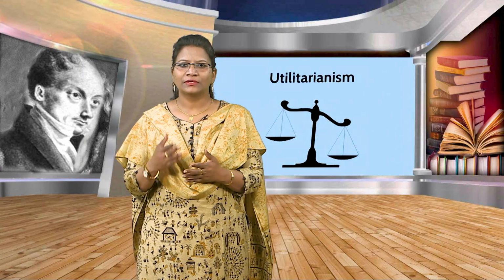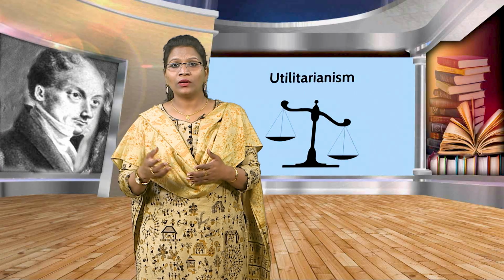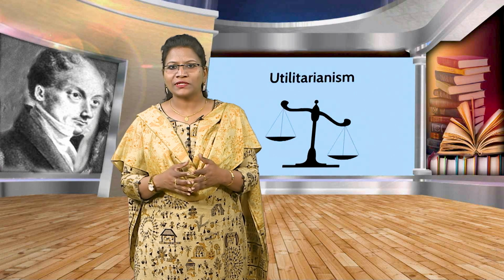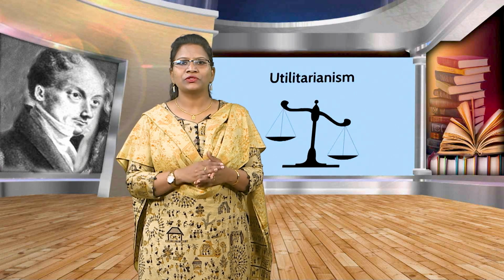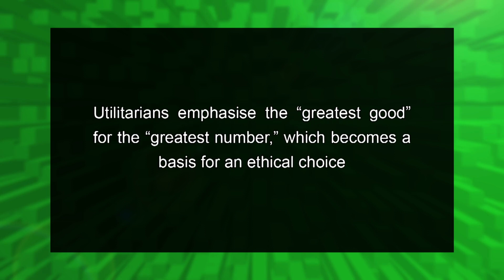they deserve careful study. However, we must learn that utilitarianism generally focuses on outcomes and thus becomes a moral theory to determine what is right or wrong. Can we call it a form of consequentialism? The answer to this question must be yes. Utilitarians emphasize the greatest good for the greatest number, which becomes a basis for an ethical choice.